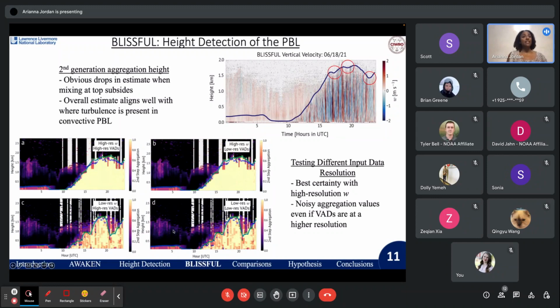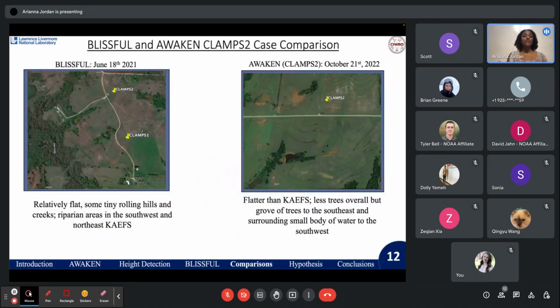So what's good about this is it really brings home the point of how vertical stares data, at least in this case, seems to produce really good height estimations, even if there's low res wind speed data input. Whereas even with high res wind speed data, if we don't have high resolution turbulence data, it's going to be a lot noisier and more uncertain of a height estimate. So using that information, we can move forward into what we would expect as a height input for AWAKEN.